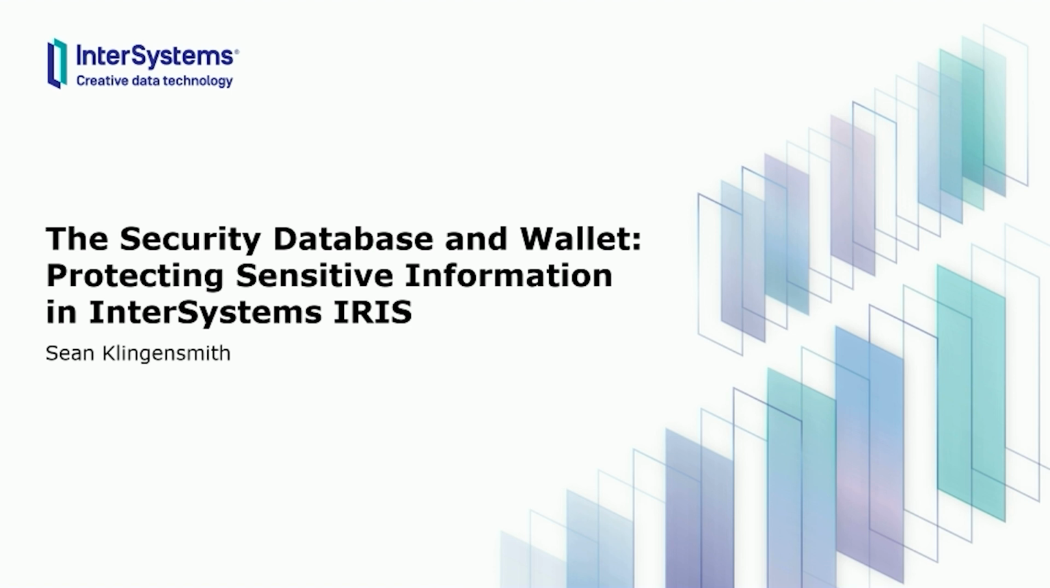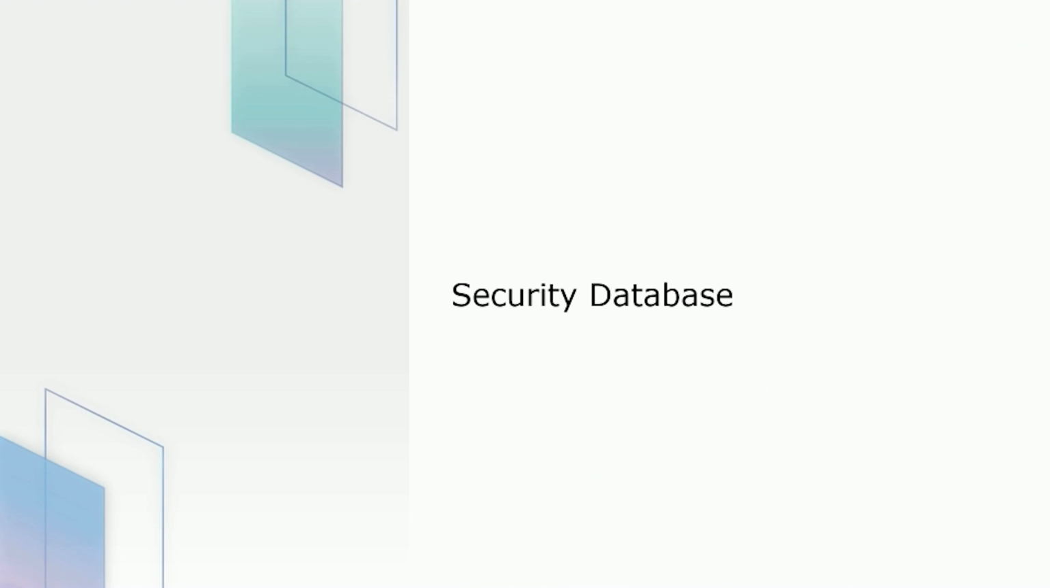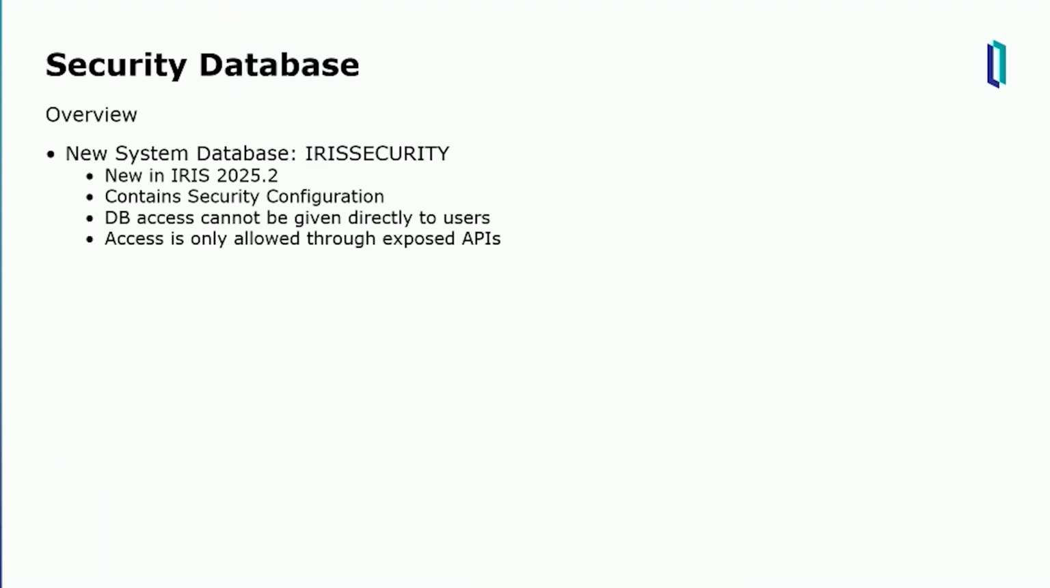So let's get started. The first thing I want to talk about is the security database. This is a project that we completed in IRIS 2025.2, so if you've run a recent version of IRIS, you already have this. We created a separate system database to store the security configuration. Think of things like your user definitions, application definitions. Really, if you're familiar with our security APIs, any of the Security.* classes in the %SYS namespace, as well as a couple other classes, we moved the storage for those into a different database called IRISSECURITY.